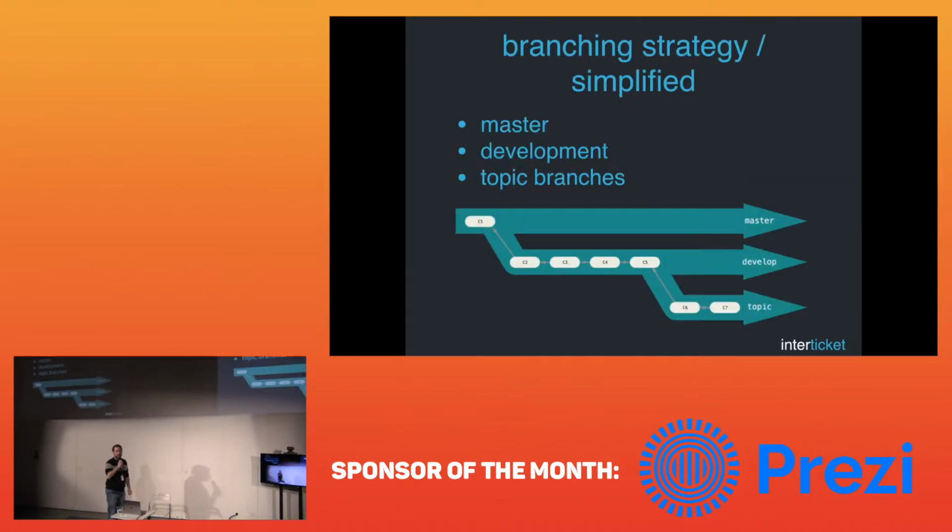So I will show you this simplified branching strategy that we are using. We have a master branch and a development branch. We are starting topic branches from development, and these topic branches will be the merge request candidates. So every topic branch will be merged to development by a merge request, and when we do that, we run the CI process on them.